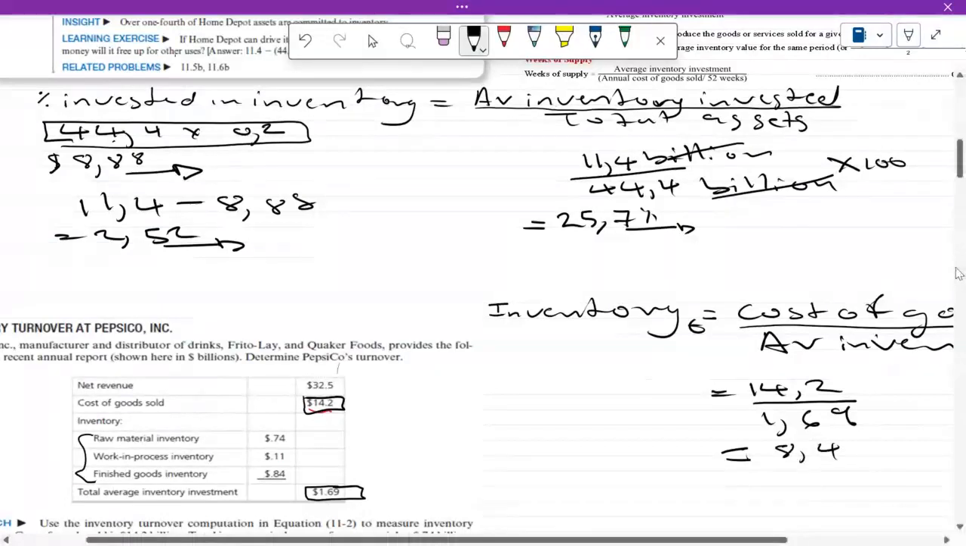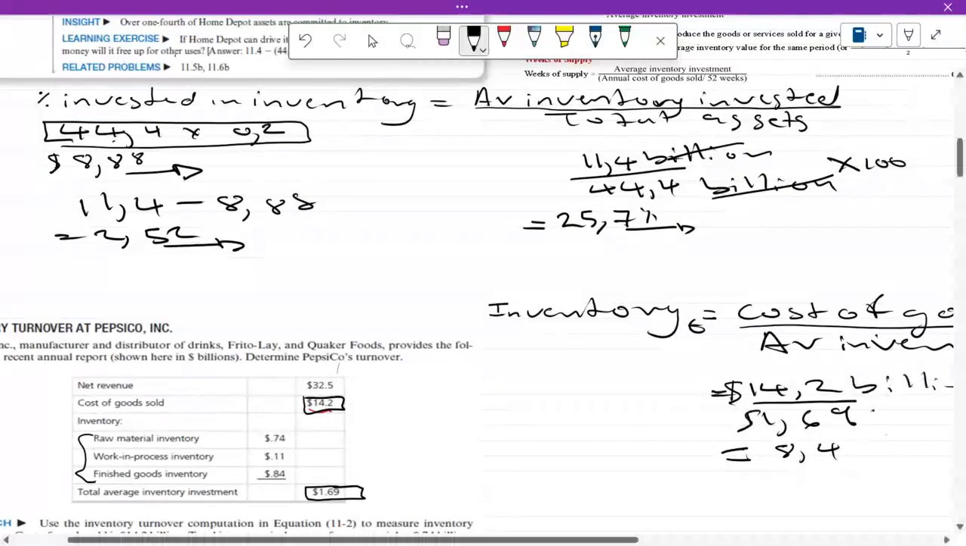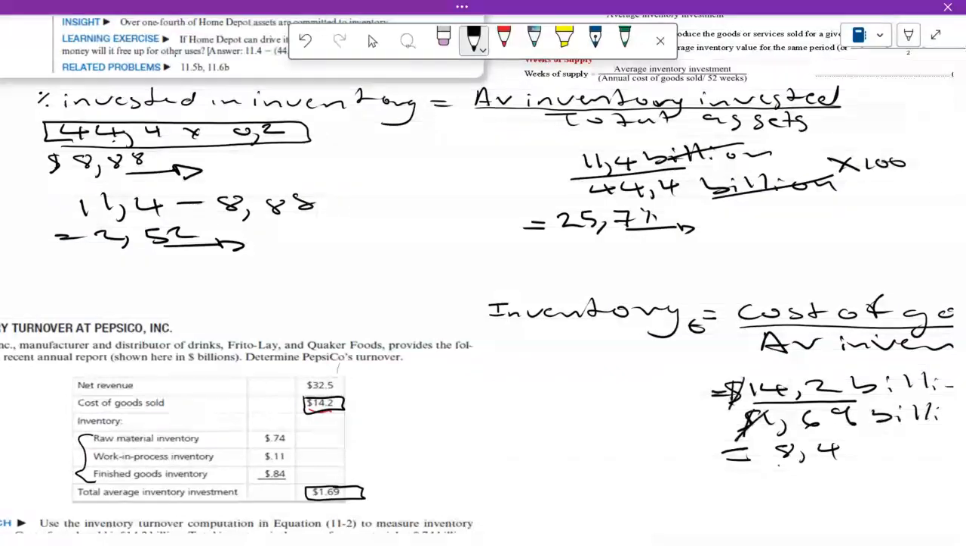That's the turnover. Another thing that you need to be careful of here: this is in dollars, obviously billions, and there's a billion. The dollars fall off, so you're only left with a value that has no SI units. Usually they would say times. You'll see as we go along, they will say times.